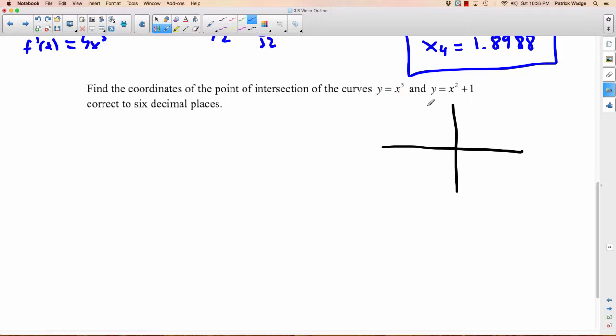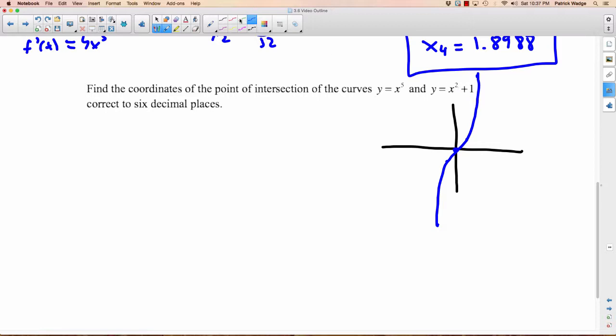If I put a 0 in here, you get 0, 0. If I put a 1 in here, you get 1, 1. If I put a 2 in here, you get 32. Whoa, it's way up there. If we put negative 1 in here, you get negative 1 to the fifth, which is negative 1. If you put negative 2 in here, you get negative 32. So this graph goes something like this.